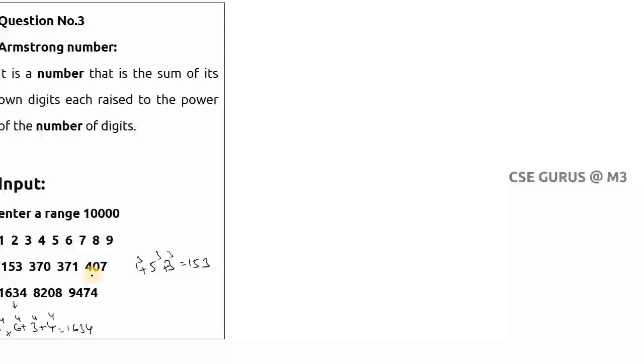Now how do we write a program to get all of these? Let us suppose I give 10,000 as the range, I have to get all these numbers. If I give 100, I need to get only this first row. If I give only 500, I need to get till 407. So how do we get that? We'll see that programming now.